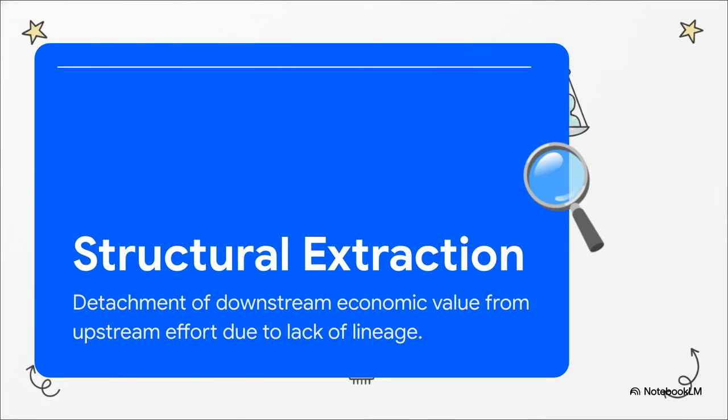Which brings us to a really crucial concept: structural extraction. Now, it is incredibly important to note that this extraction isn't some intentional villainous plot by tech companies. Actually, it's a technical failure. Traditional data systems just don't have the mechanisms to preserve lineage at that kind of scale. When data is ingested, it gets normalized, tokenized, transformed over and over again. And because of this, tracing attribution becomes technically messy and, frankly, economically inconvenient. The result is this systemic detachment of value from effort.